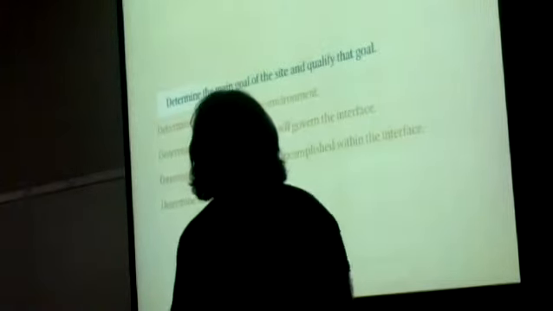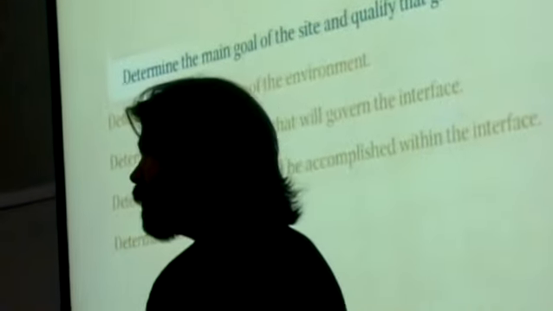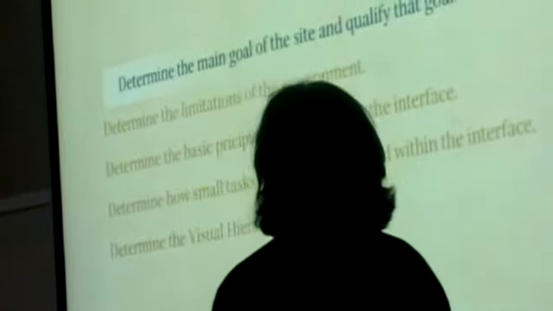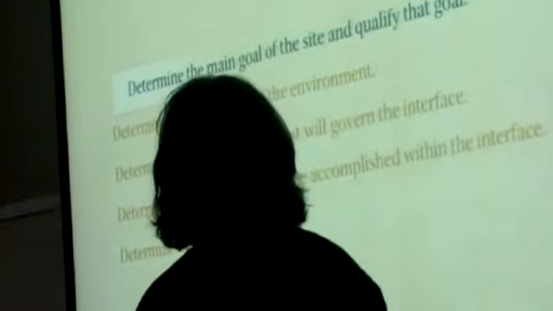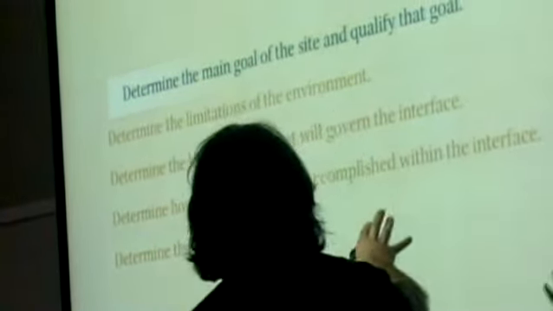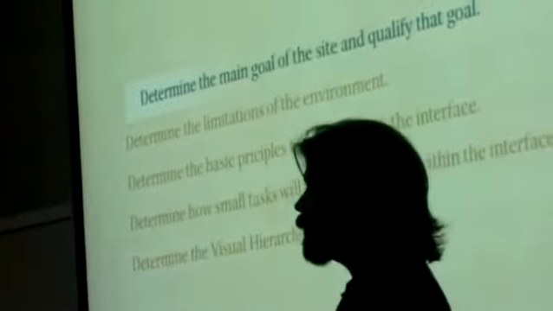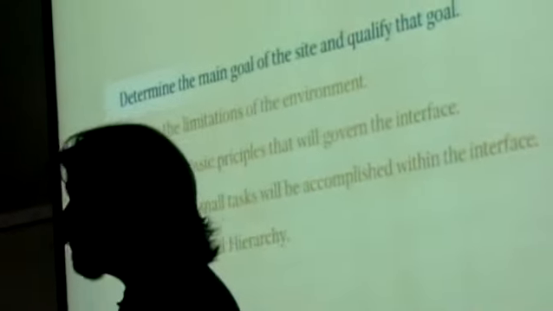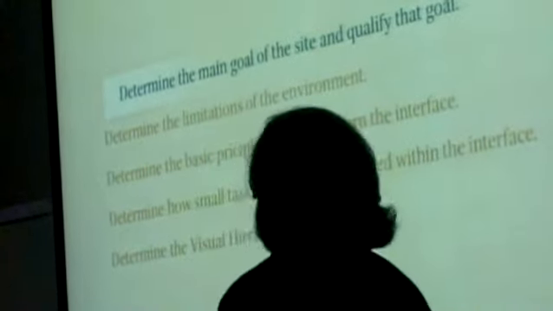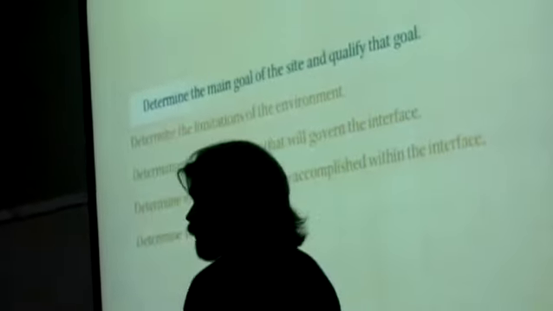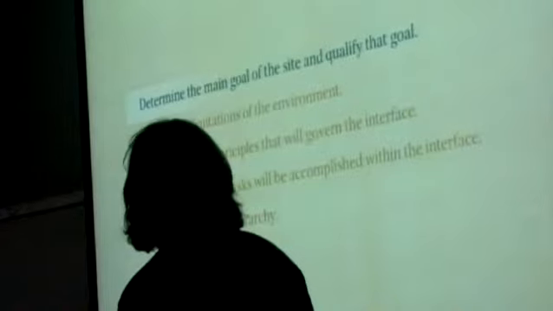So it's broken down into a set of steps. And again, we kind of do this intuitively, but it's nice to see it laid out as a set of discrete ideas. So you're going to determine the main goal of the site and then qualify that goal. You don't want to just say, I'm going to make a blog. Well, what's the point of the blog? What do you hope they're going to do when they go to the blog? Why is it there? So you have to qualify that goal.